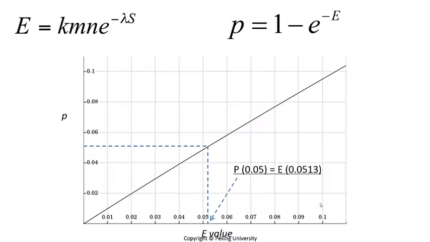To make it easier to understand, we can convert between p-values and E-values. As shown in the figure, the E-value and the p-value, i.e. the probability, are nearly the same when they are less than 0.1. In particular, when p is 0.05, the E-value is 0.0513. 0.05 is often used as a cutoff for E-value. The smaller the E-value, the more reliable the result is.